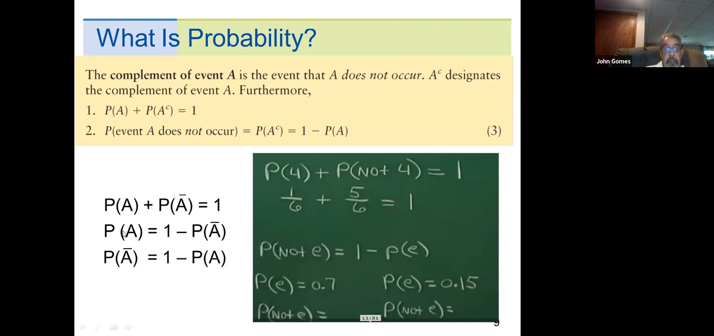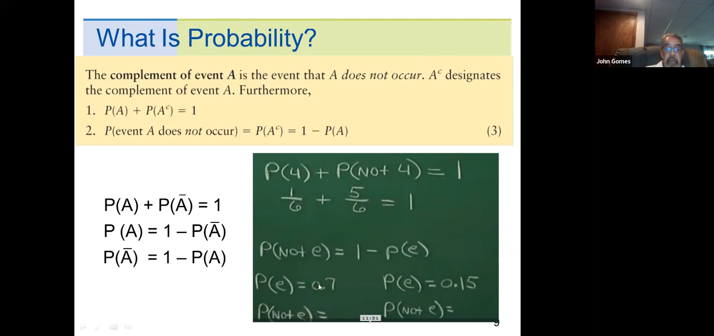Using a little bit of algebra, the probability of A happening is 1 minus the probability of the complement, and the probability of the complement is 1 minus the probability the event happens. Getting back to that rolling a die, the probability of me rolling a 4 is 1 chance in 6. Well, if there's only one 4 on the die, there are 5 numbers that are not 4. The 1's not a 4, the 2's not a 4, the 3's not a 4, the 5's not a 4, the 6 is not a 4. There are 5 numbers on a die that aren't 4s. Notice 1/6 plus 5/6, the complement of rolling a 4, has to equal 1.